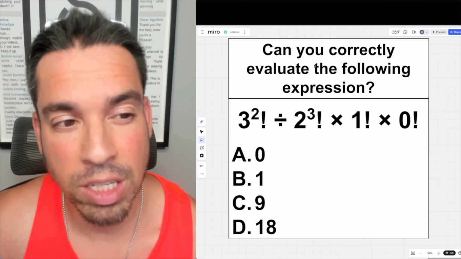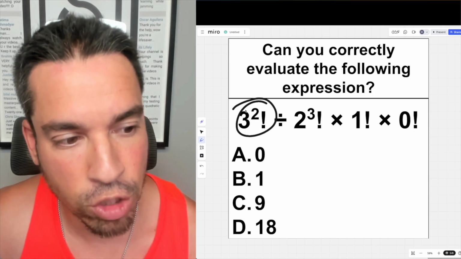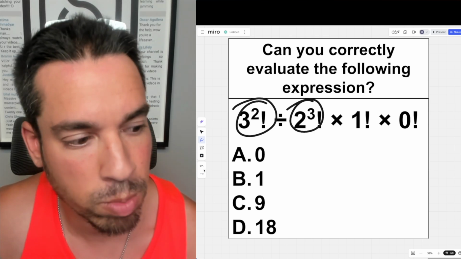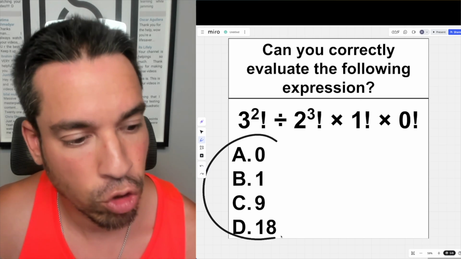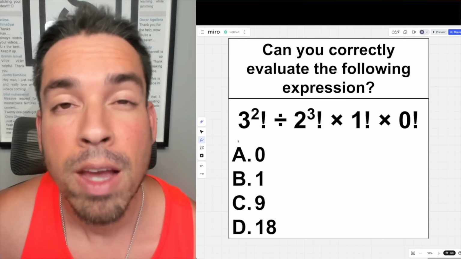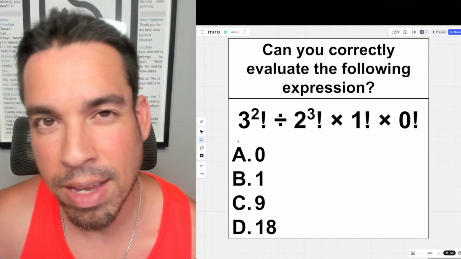In this one, the question is as follows. Can you correctly evaluate the following expression? We have 3 squared factorial divided by 2 cubed factorial times 1 factorial times 0 factorial. You have to choose from one of the 4 options below. Hit that pause button and see if you can figure it out. When you're ready, hit play and I'll give you the explanation.